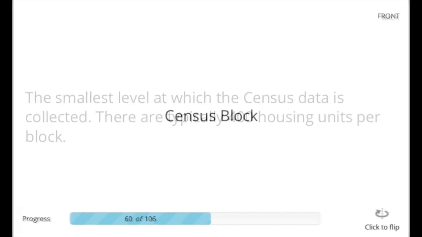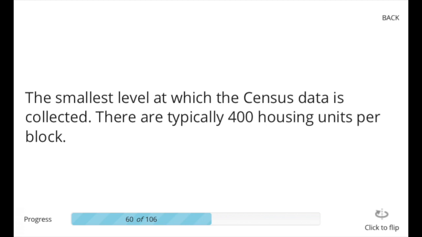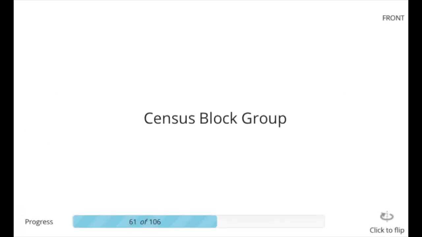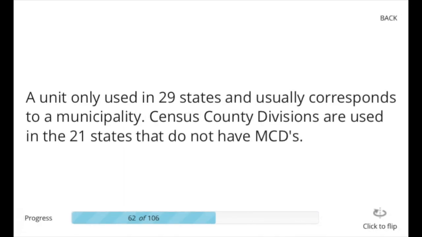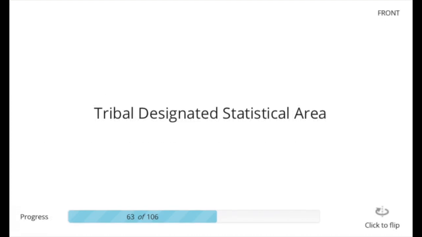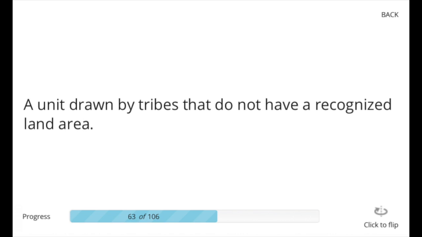A census block is the smallest level in which census data is collected. Typically, there's 400 housing units in a census block. A census block group is just groupings of census blocks. MCD, Minor Civil Division, a unit only used by 29 states. Census county divisions are used in the 21 states that do not have MCDs. Tribal Designated Statistical Area, a unit drawn by tribes that do not have recognized land area.